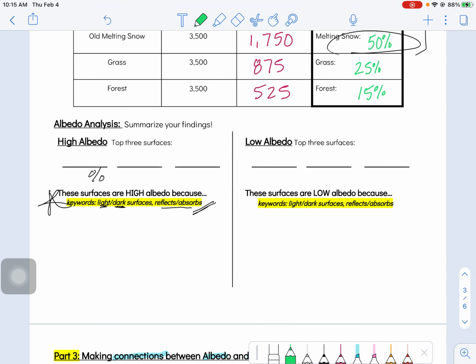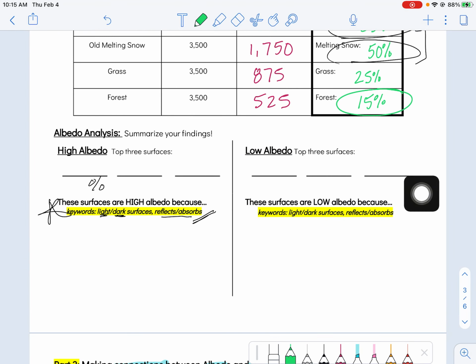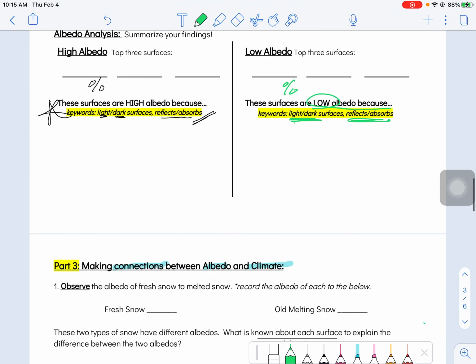Same question here with low albedo. Looking at our data, our lowest was water, soil, and forest trees. So again, we want those listed here along with their percentages underneath. And again, a little summary of what we know about low albedo surfaces. Are they light? Are they dark? And what do we know about what they reflect versus what they absorb?